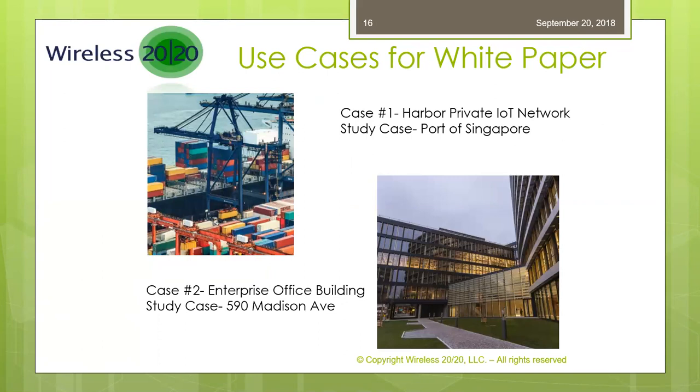Case one that we're going to look at is a private IoT network deployed in the port of Singapore. And so this will be kind of a classic private IoT case, and very interesting to deploy an IoT network across a very large area.